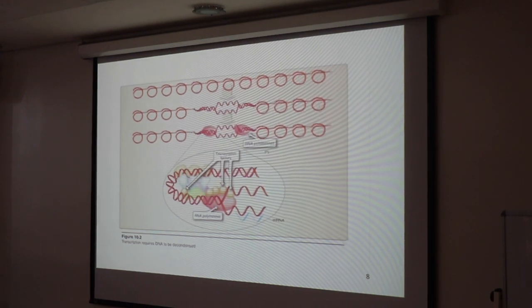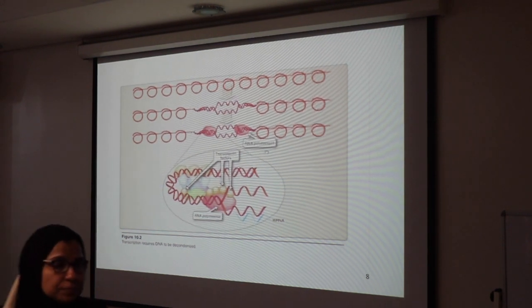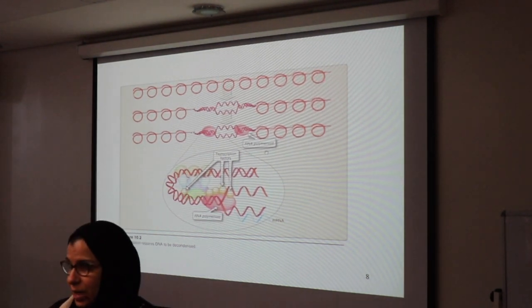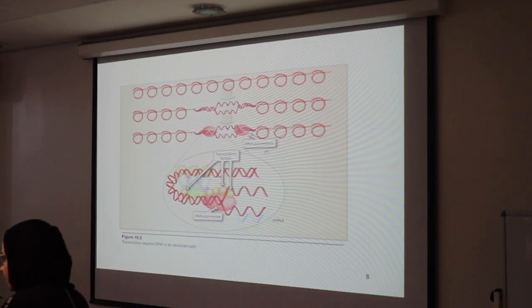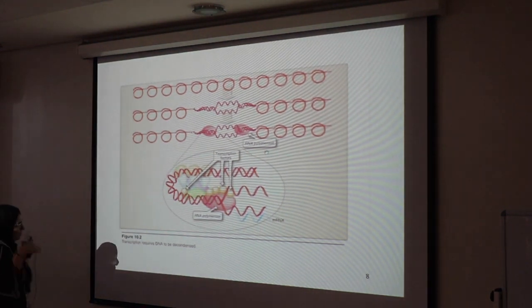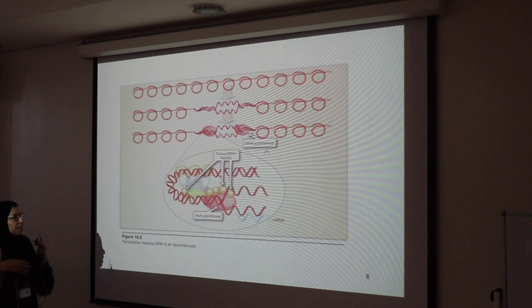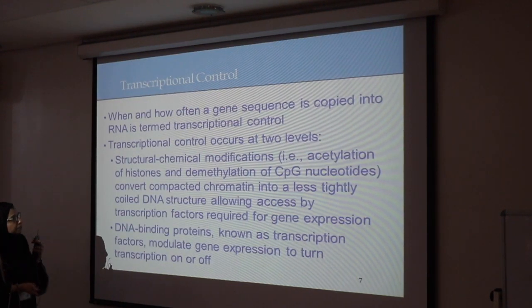So the first thing to express the gene, you need to do what? Unpack it. You need to loosen the chromatin structure. How can you make this chromatin structure loose? This is at the second level. This is something new that we did not study before.